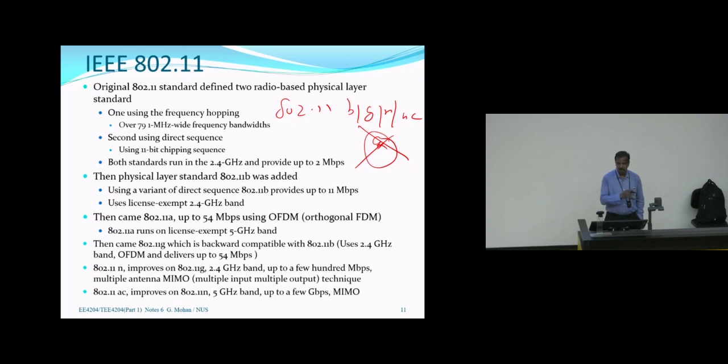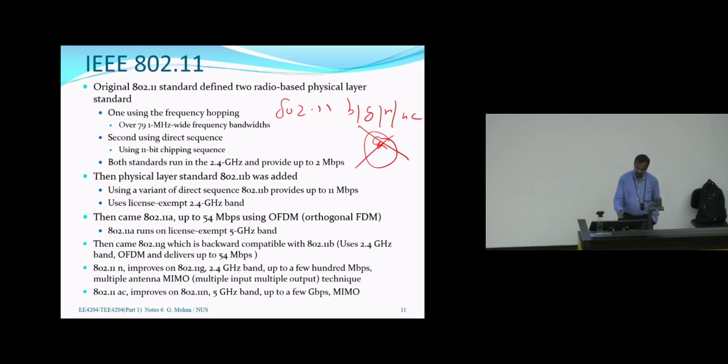So it evolved from B, G, then N. These are different variants, okay? AC. You don't need to memorize them, but as a network engineer, you should know how they evolved and what the differences are between these.